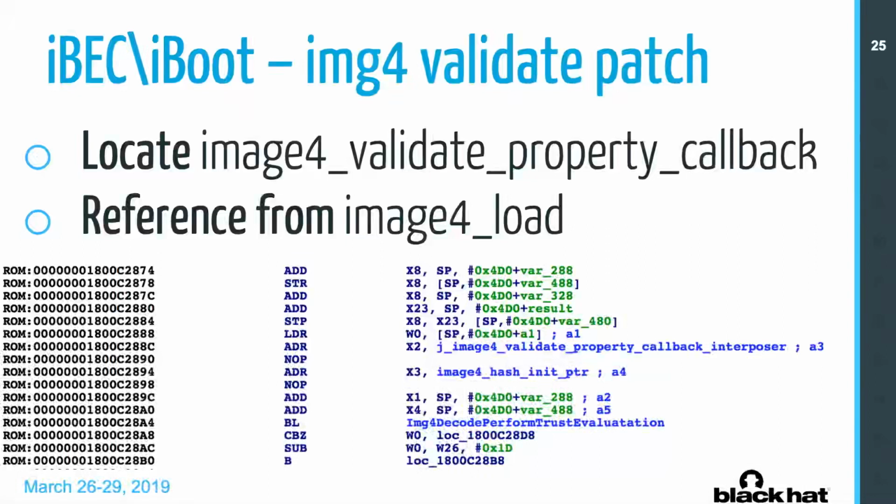For iBEC and iBoot, there is a function image4_validate_property_callback, which compares each of the properties from a boot manifest with the same properties on the device itself. If all the properties are good, it's going to continue the boot. And it gets referenced from image4_load. It's an easy way to find it. Just look for one of the properties, for example BNCN, and there will be only one reference to image4_validate_property_callback.